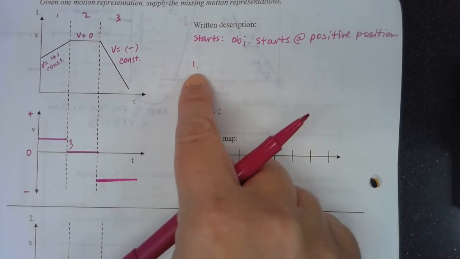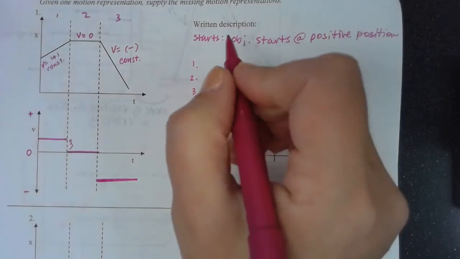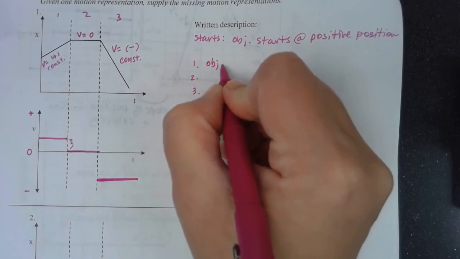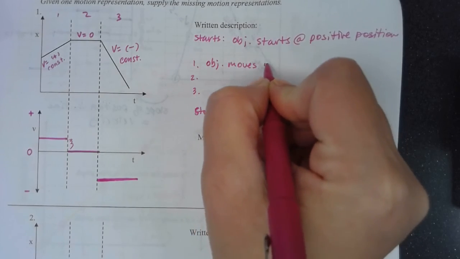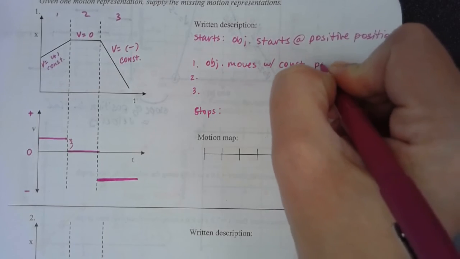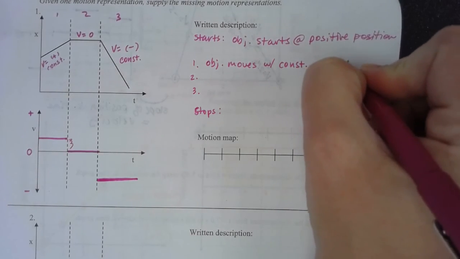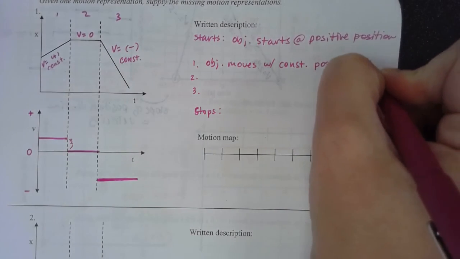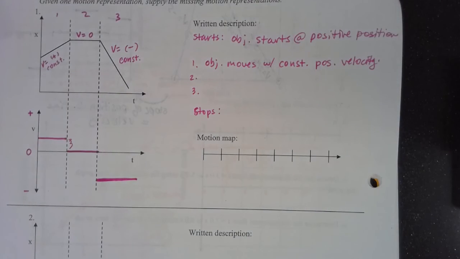For the first part of the motion then, I'm going to say my object moves with constant positive velocity. I don't know about you guys. I like to abbreviate my words. As long as I can tell what you're trying to say, that's fine.